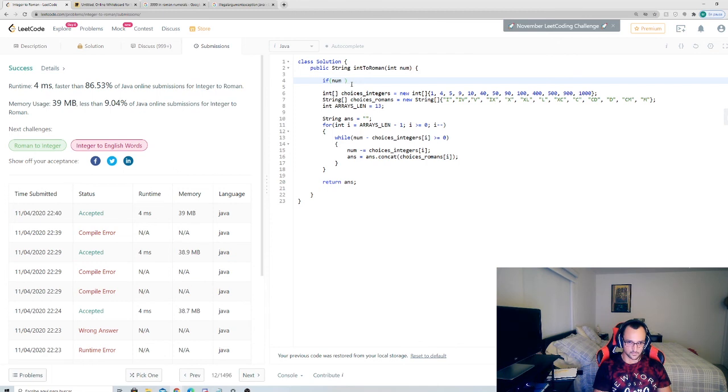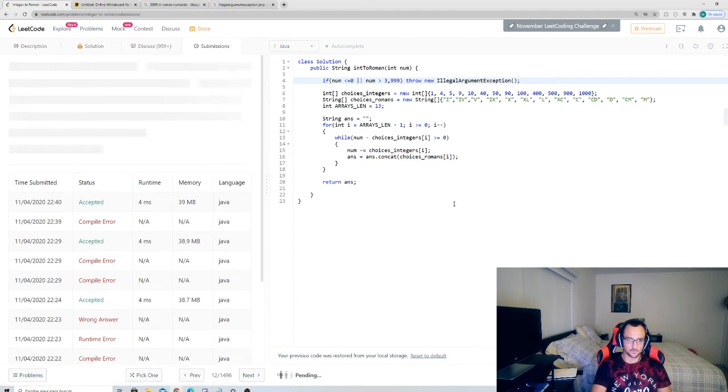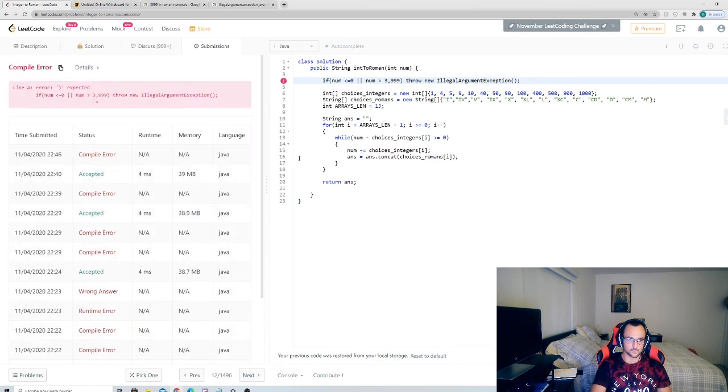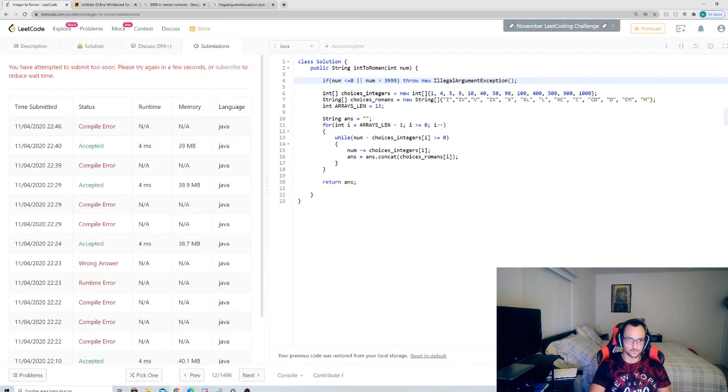So we're going to say if num is less than or equal to 0, or num is greater than 3,999, we're going to say throw new illegal argument exception. I'm going to run the code. Oh, what am I doing? There you go. Submit.